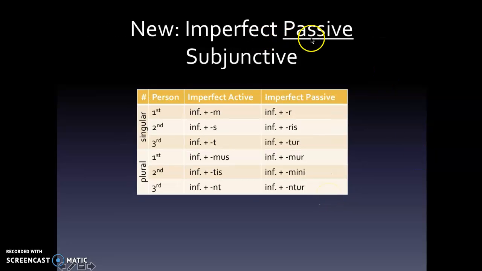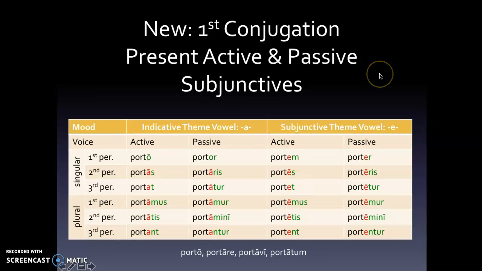The imperfect passive subjunctive is very similar. You're going to take our regular infinitive, and instead of adding your active personal endings, you're going to add your passive personal endings. So the imperfect passive subjunctive is quite easy. It's formed the exact same way, but instead of adding your active personal endings, you add your passive personal endings. The present is a little bit more tricky.